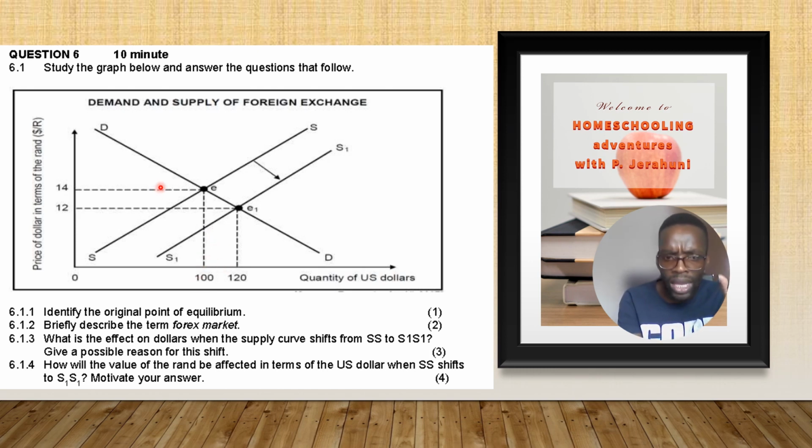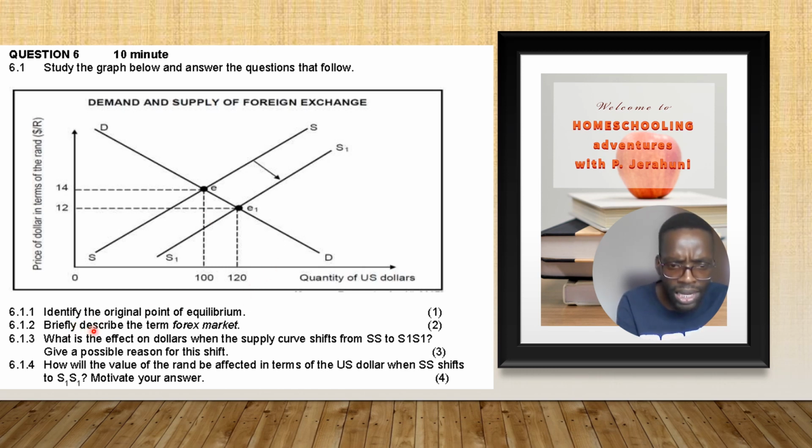So the original equilibrium is the point at which our demand curve DD is meeting SS. That's our original equilibrium point. The correct answer to that is point E. Well done if you got it right, then you are getting 1 mark there.